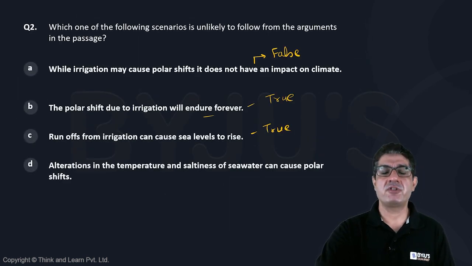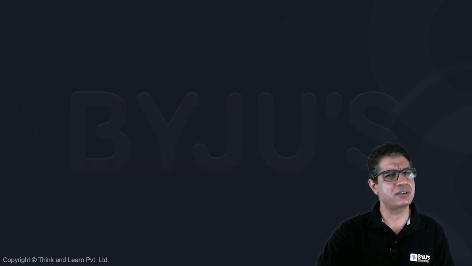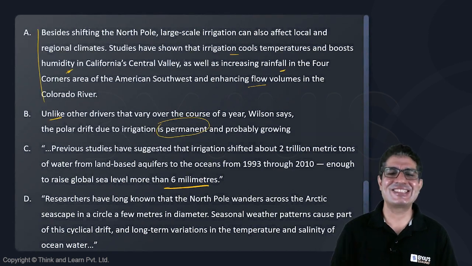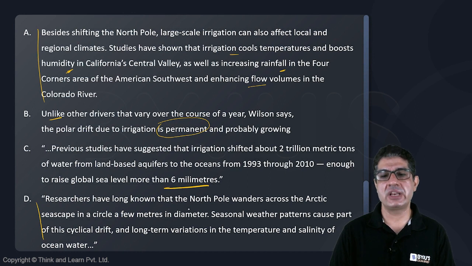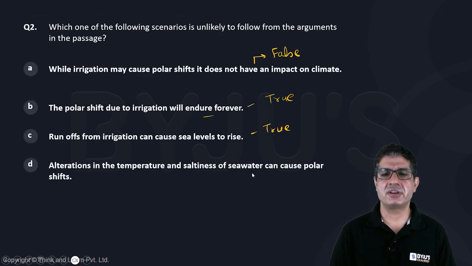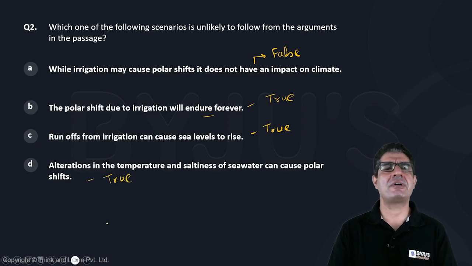And then have a look at D. Alterations in the temperature and saltiness of seawater can cause polar shifts. Do they? Yes. Look once again at the highlighted part from the passage. Researchers have long known that the North Pole wanders across the Arctic landscape. Seasonal weather patterns, temperature, salinity of ocean water, all of these things are given here, and therefore D is also going to be true. So there is only one option which is false.